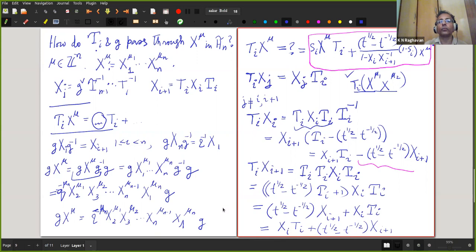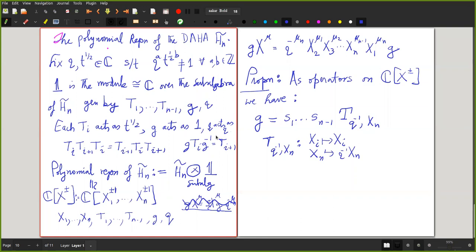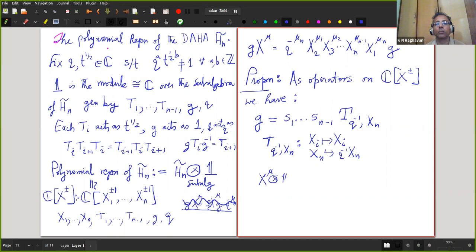Sorry, can I ask a question? Sure. I'm horribly confused. You have written on the previous page that G acts as 1, and now you are saying G acts in this complicated way. Yeah. See, G acts as 1 on this module. So G acts as 1 on the generator here. But for example, what are elements here? Right? A typical element would be X mu tensor 1.